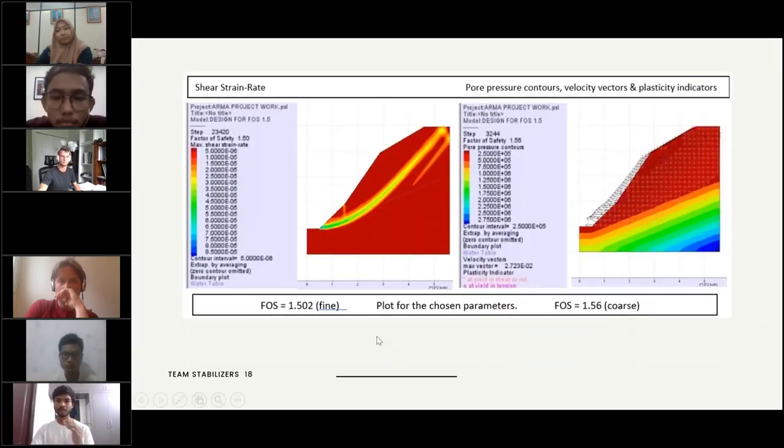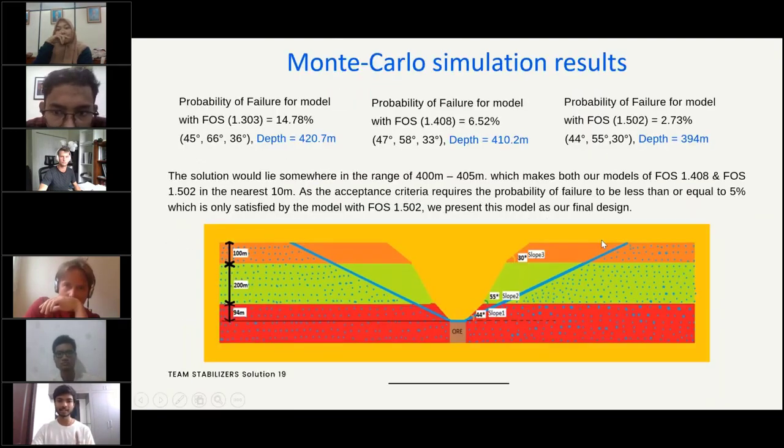As the 1.5 model was below the 5% probability of failure, there is a plot for this. There is a maximum shear strain part, and there is a tension crack here, which we will be talking about. There is a final result of the Monte Carlo simulation, and these two are very near to 5%.